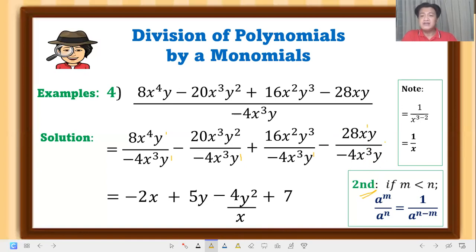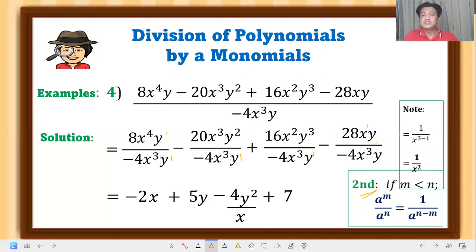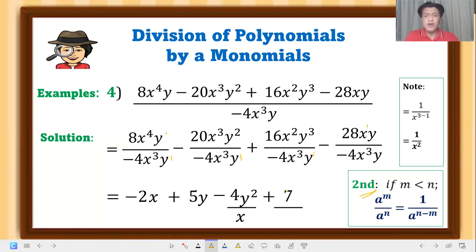Kaya apply natin dyan yung ating solution. That will become 1 over x raised to 3 minus 1, mas malaki kasi ito, kaya babalik na rin natin. Kaya that will become x squared. Kaya ibig sabihin niyan, yung x squared na yan, nasa denominator po siya. Then let's proceed dito sa y.